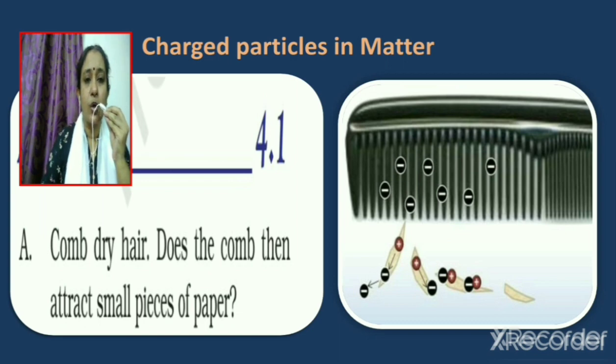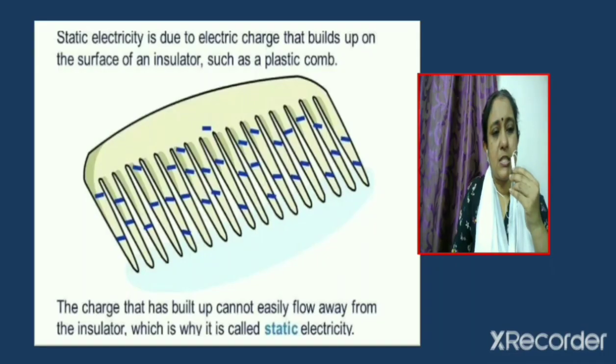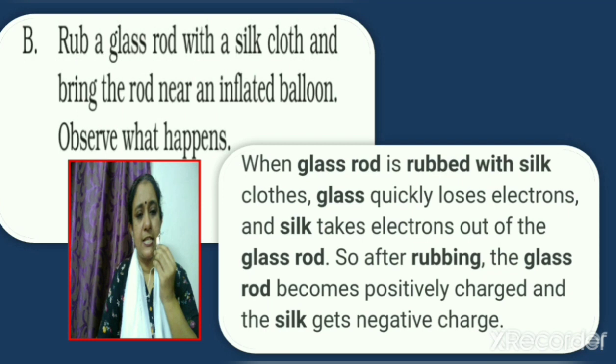It is because of the force of attraction between the negative charge on the comb and the positive charge on the bits of paper. We thus come to know that static electricity is due to electric charge that builds up on the surface of an insulator such as a plastic comb. The charge that has built up cannot easily flow away from the insulator, which is why it is called static electricity. Let us now consider another activity given in your textbook.